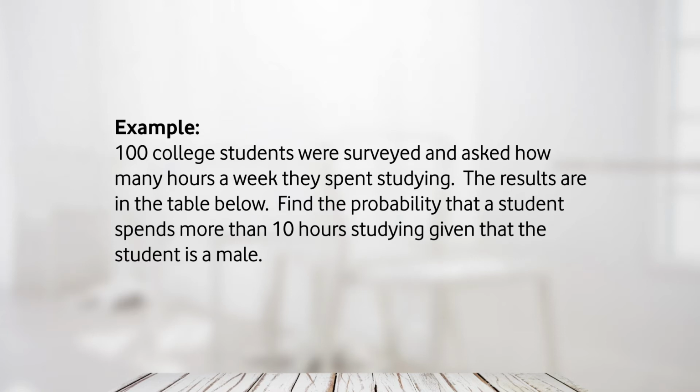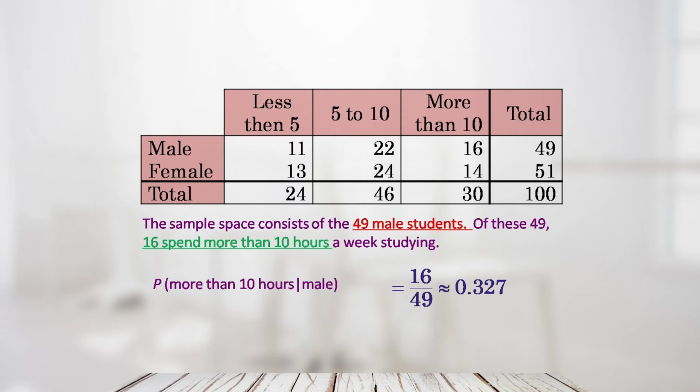100 college students were surveyed and asked how many hours a week they spend studying. The results are in the table below. Find the probability that a student spends more than 10 hours studying given that the student is male. If you see this table, first we made separate tables for male and female. The males who spend less than 5 hours are 11, between 5 to 10 are 22, and more than 10 are 16. In the same manner, we have calculated for the female: less than 5 is 13, 5 to 10 is 24, and more than 10 is 14. The total for male is 49 and the total for female is 51, which equals the total of 100.